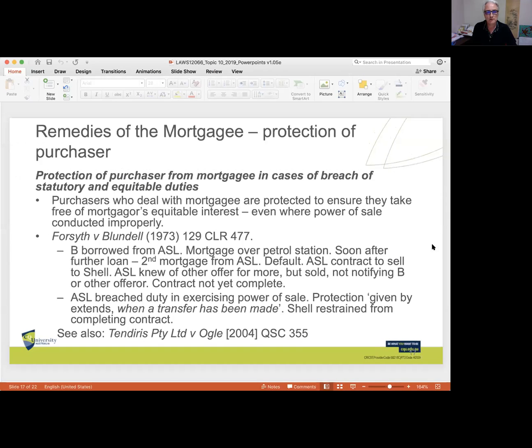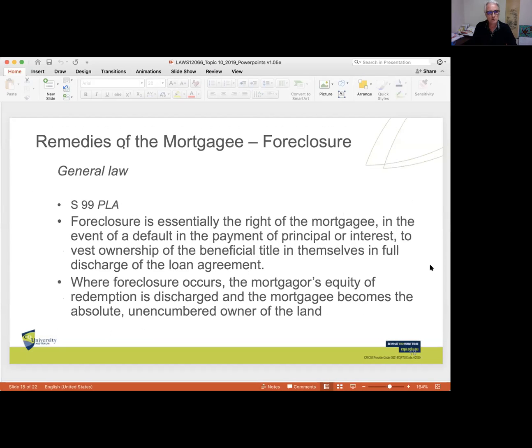To the slides, and so we're now moving on and considering the idea of foreclosure, and this is dealt with under section 99 of the Property Law Act. You can have a look at that.